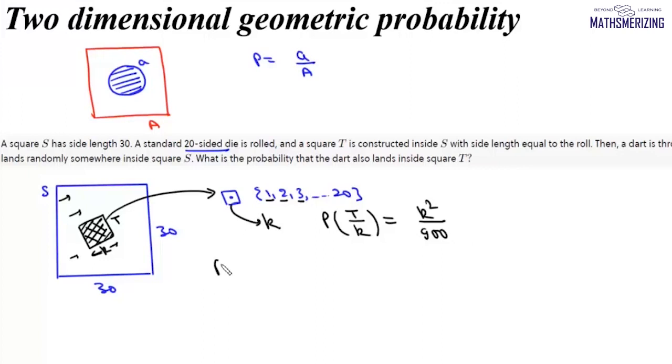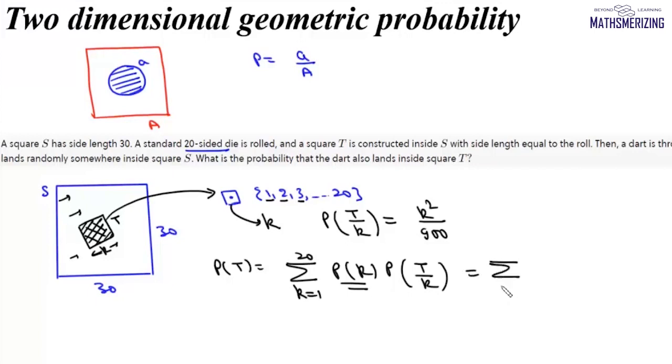Now we need to find the probability that for all such cases, this dart always lands inside the square T. So this probability will be equal to the probability P(K) into the probability of T given K, where the value of K varies from 1 to 20. Now what is the probability of K? Out of these 20 numbers, the die has rolled K. This die can roll any number from 1 to 20 with an equally likely probability of 1 by 20. So this probability of K is simply 1 by 20.